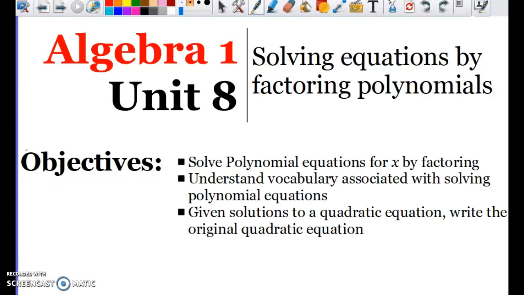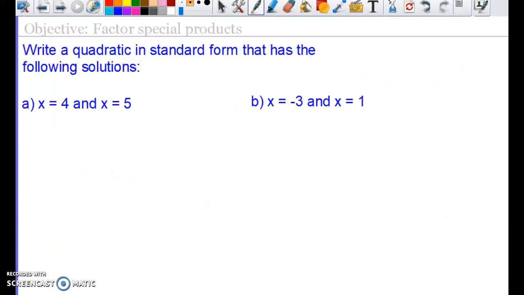All right, welcome to Unit 8, Lesson 2. We're going to continue to solve equations by factoring polynomials. The first thing I want to do is finish where I left off on Lesson 1. I know that we didn't quite get to the last slide there, so I want to go through that one quickly.